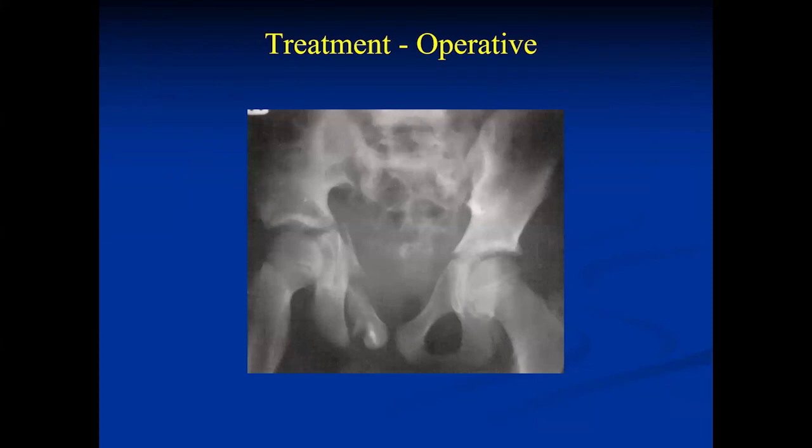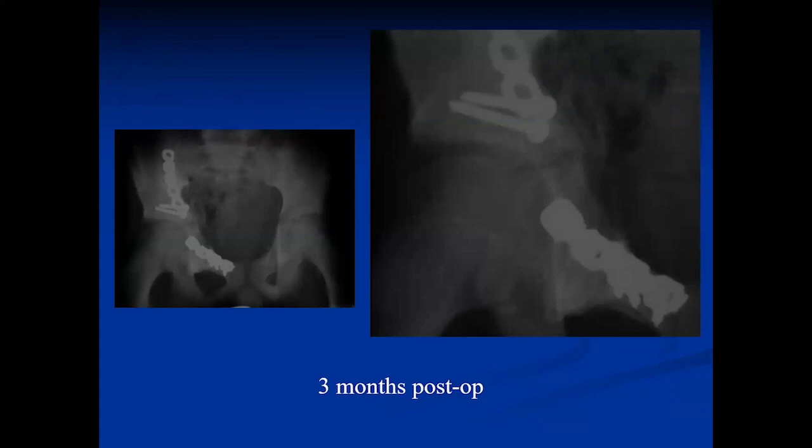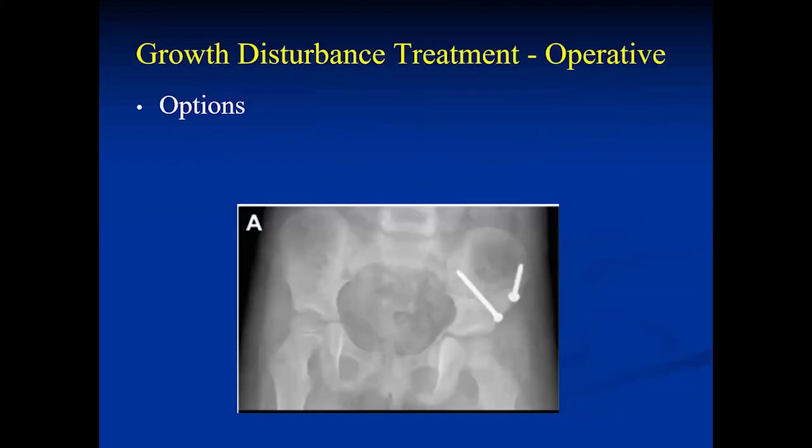If you look at treatment for these injuries, this is an example of an acetabular fracture that needs fixation. You have hardware placed, and you can see how the pediatric patient, once the anatomy is restored, heals very well. You can see how they're doing 3 months post-op. But it's important to note that even if you get a great reduction, as with all pediatric fractures, even though operative intervention can help to stabilize a fracture, the initial injury insult is what causes the growth disturbance. So even though you do great surgical fixation, growth disturbance can still occur even after operative intervention. I think it's important to understand that.